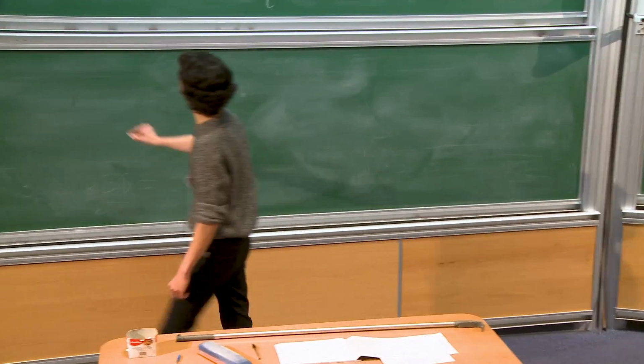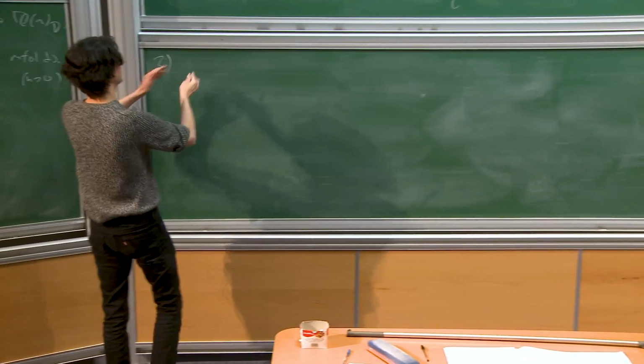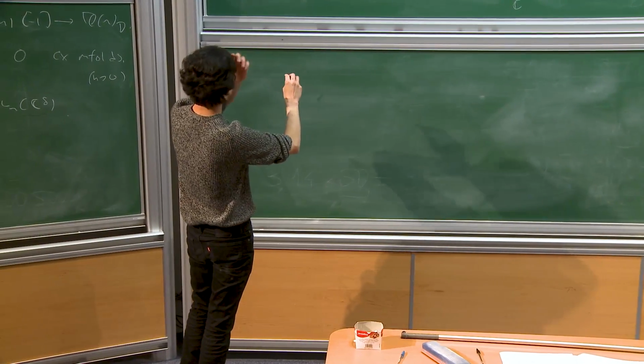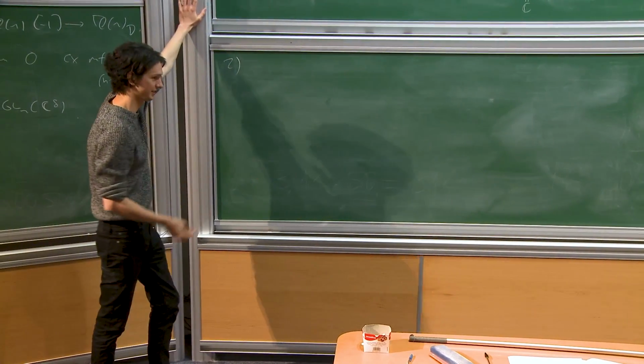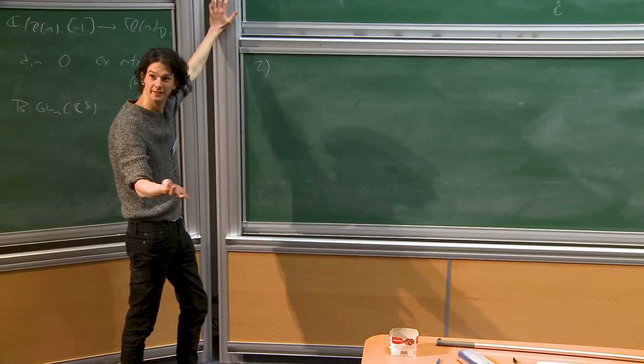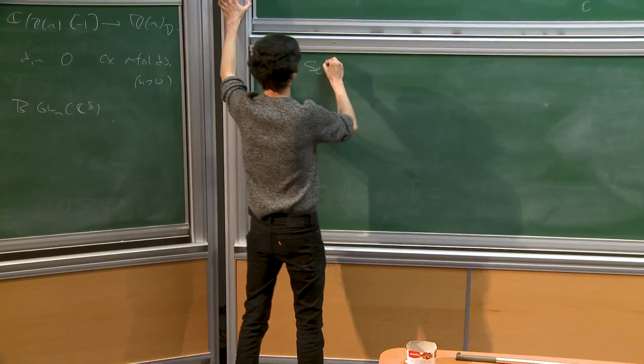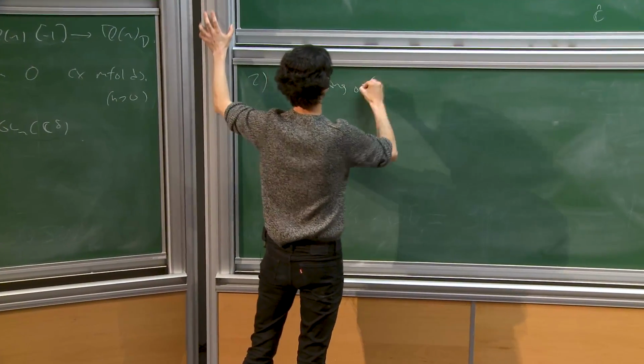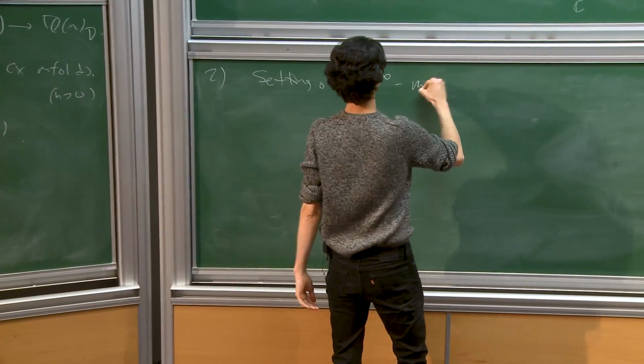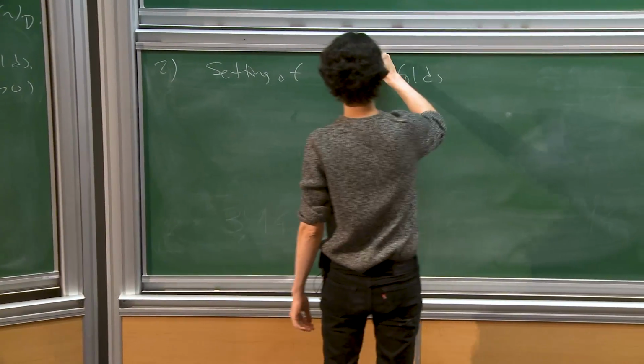So okay, the second setting is the second method, the method of Cheeger-Simons for producing secondary characteristic classes. It works in a different setting. It works in the setting of C infinity real manifolds. So this is real manifolds.